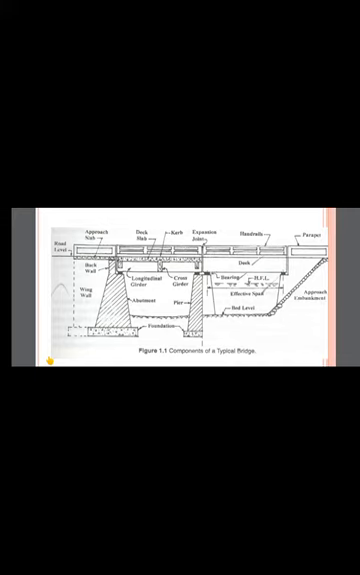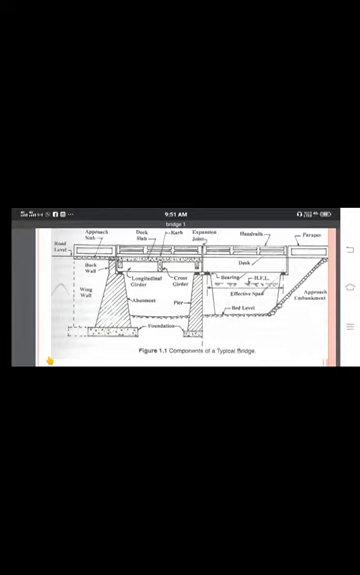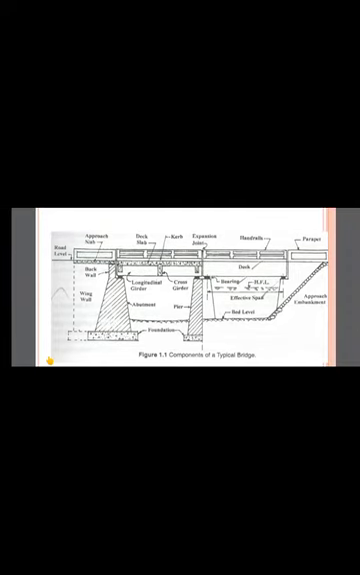Now above that there is a longitudinal girder and also the cross girders. Longitudinal girder is along the length of the bridge. Cross girders are perpendicular to the line of the bridge. Okay, cross girders, longitudinal girders. Above that there is a deck slab. Upon that again we have the handrails, parapet, and a curb.